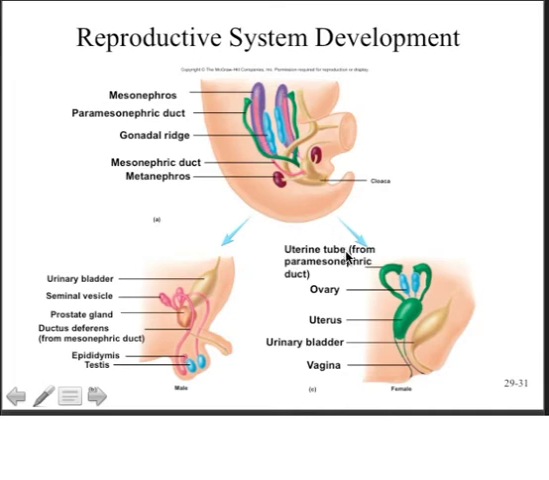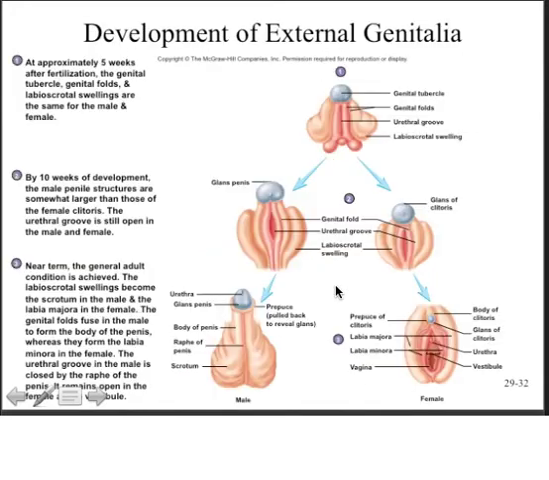Now, if we follow the female developmental sequence, what we see is the paramesonephric ducts persisting. The gonadal ridges will become the ovaries, and then, of course, the fallopian tubes and uterus, along with the vagina, will develop from these primitive structures.